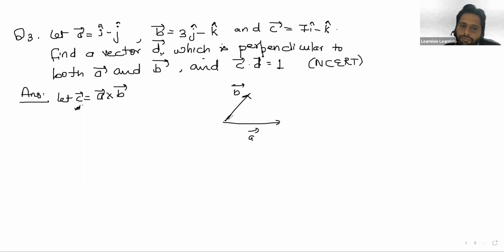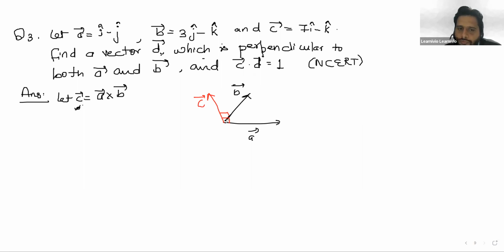Okay, and we have to find a vector C which is perpendicular to both A and B. Let this be vector C, which is perpendicular to both A and B. Now this direction of C is outside the screen.